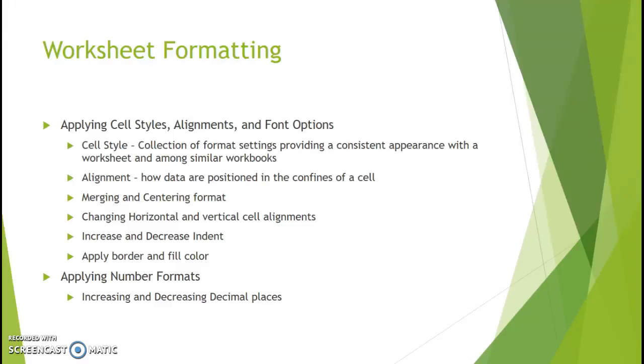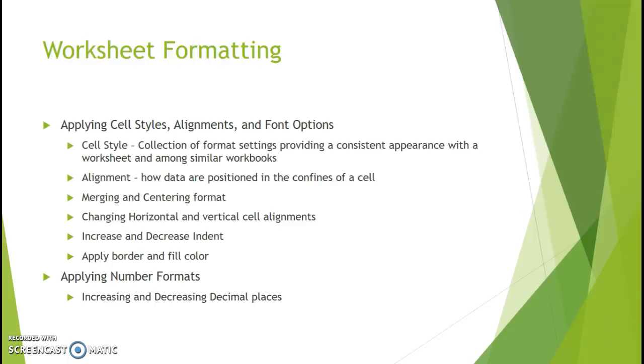So through this section, we're going to look at applying cell styles. We're going to look at different alignment options, horizontal and vertical alignment. We're going to look at text wrapping and indent options. And we're just going to go through how to apply these various formats. So again, a cell style is a collection of format settings providing a consistent appearance within a worksheet and among similar workbooks. Again, just going over some of the verbiage, some of the definitions.